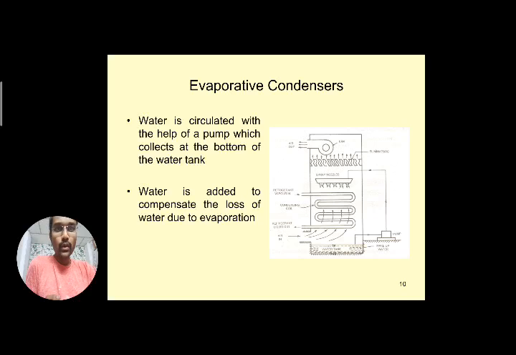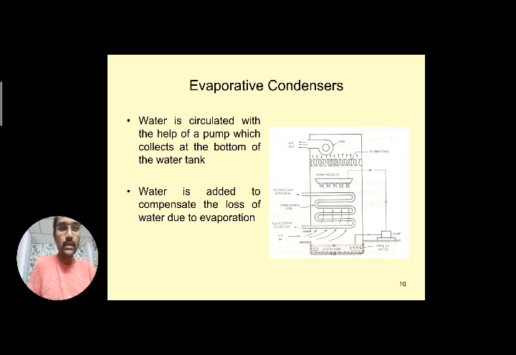So here the water is circulated with the help of a pump, which collects at the bottom of the water tank. Next, if you observe, water is added to compensate for the loss of water due to evaporation. As I already explained, the makeup water is added every time, because the evaporation process is taking place, making the water hot, and the moisture content along with the water vapor is carried by the air.